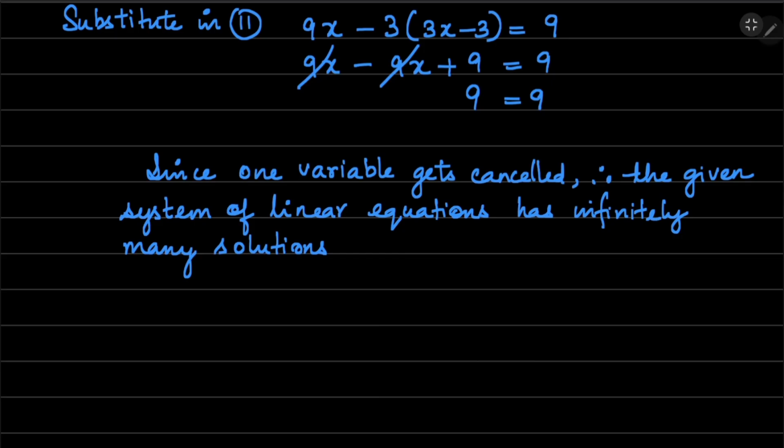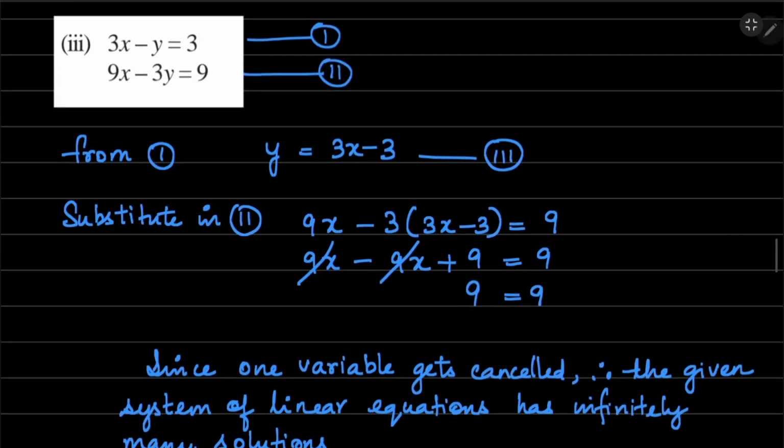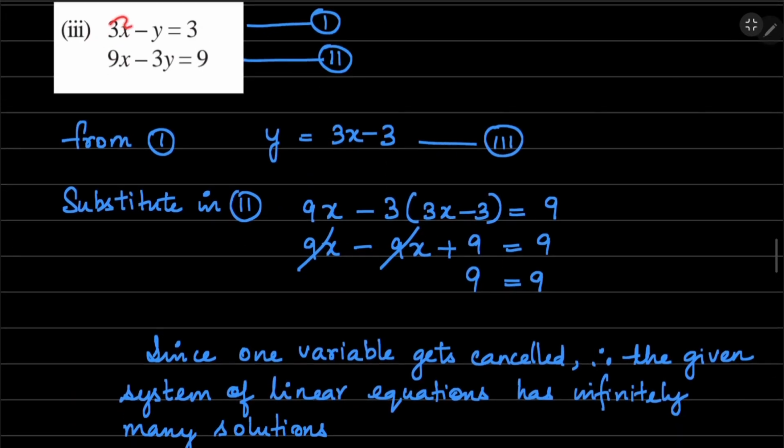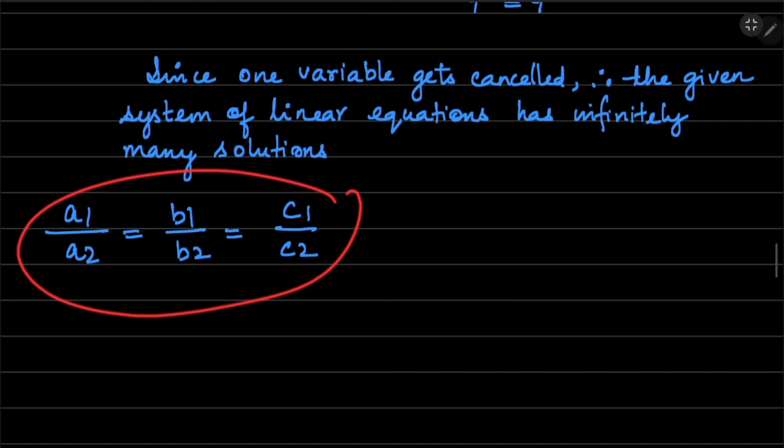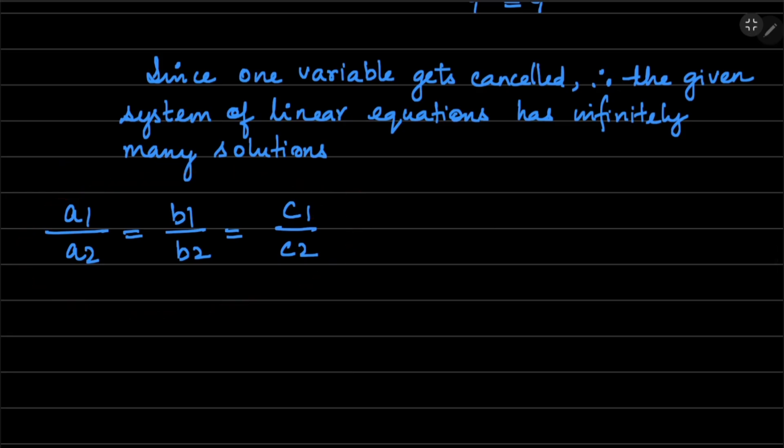You should remember that for infinitely many solutions, your A1 by A2 will be equal to B1 by B2 and that will also be equal to C1 by C2. So you can even cross check. Here, what is 3 by 9? It is 1 by 3. Minus 1 by minus 3 is also 1 by 3. C1 by C2 is also 1 by 3. So all the three ratios are equal. Whenever all the three ratios are equal, what does it mean? It means that it has infinitely many solutions.